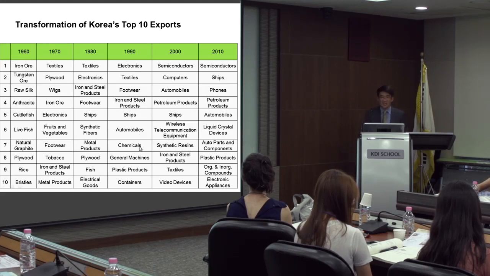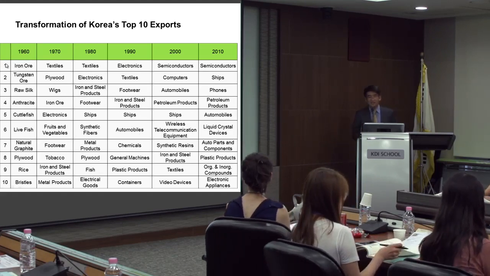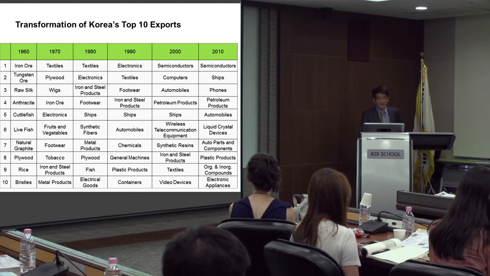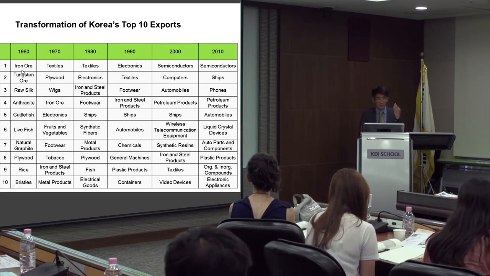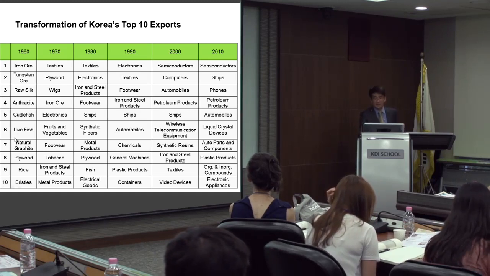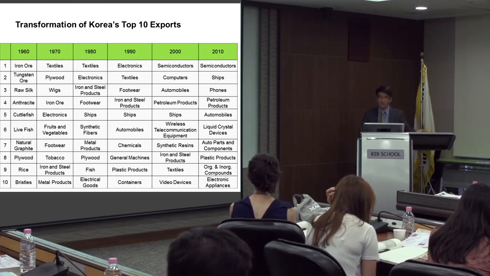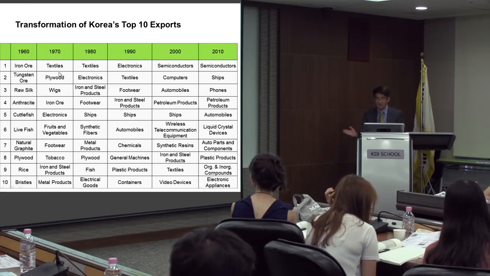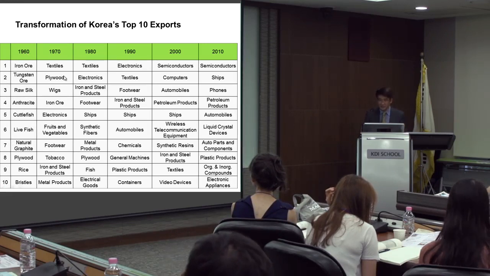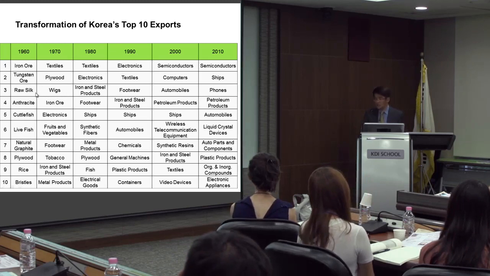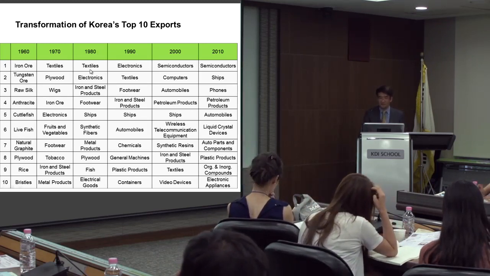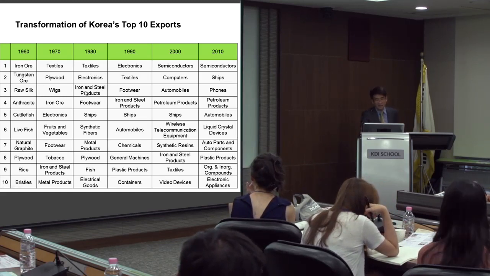And this manifests itself in Korea's top 10 export list. Back in 1960, as I emphasized, Korea exported less than 5% equivalent of its GDP. And its top 3 export items were iron ore, tungsten ore, and raw silk. There was some cuttlefish and live fish thrown in there for sophisticated Japanese consumers. But there wasn't much manufacturing product at all in 1960. By 1970, 10 years later, labor-intensive manufacturing products like textiles, plywood, and wigs had become top 3 export items for Korea. By 1980, in addition to labor-intensive manufacturing products like textiles, electronics and iron and steel products came to the fore.